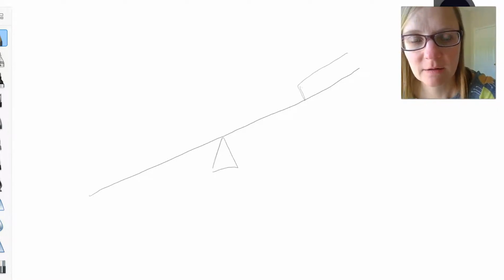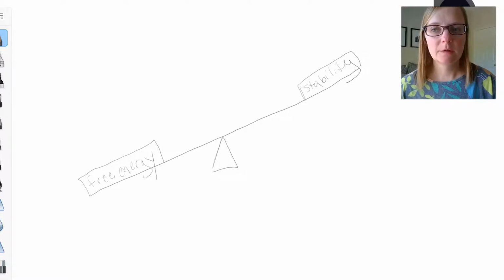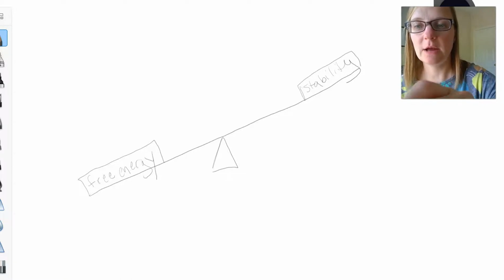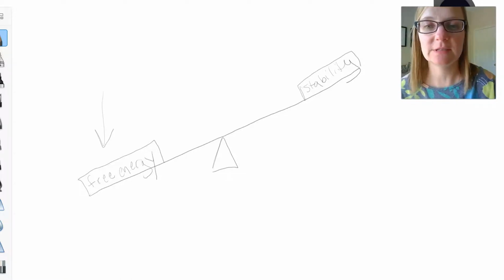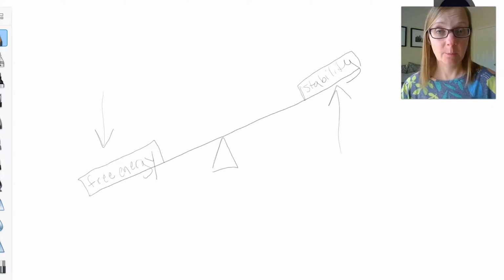And on one side, we're going to have stability. On the other side, we're going to have free energy. Okay, so you'll notice that when the amount of free energy of a system is low, the stability is going to be really high. Think of a toddler. When they have exhausted all of their energy, they've got no more energy left, they're pretty stable. You can get them to sit on the couch for a couple of minutes.